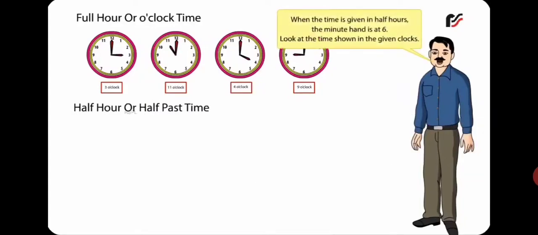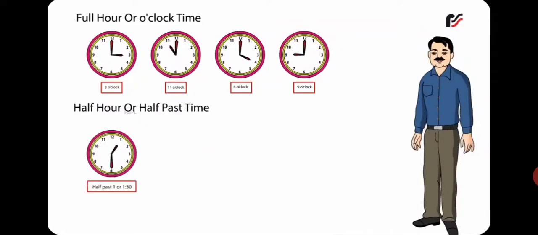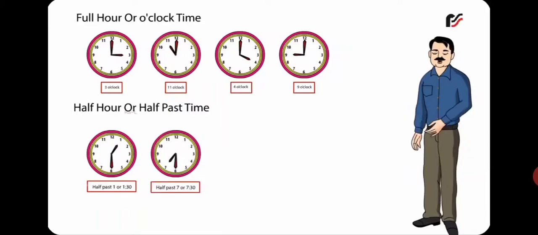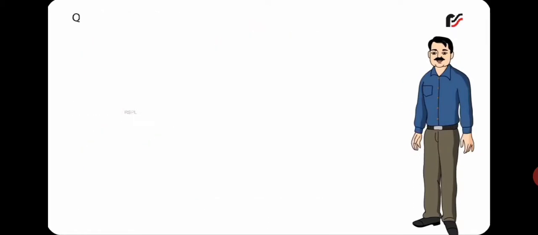Half hour or half past time. When the time is given in half hour, the minute hand is at 6. Look at the time shown in the given clocks. Half past 1 or 1:30, half past 7 or 7:30, half past 3 or 3:30, half past 10 or 10:30.